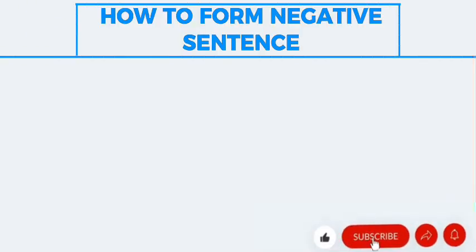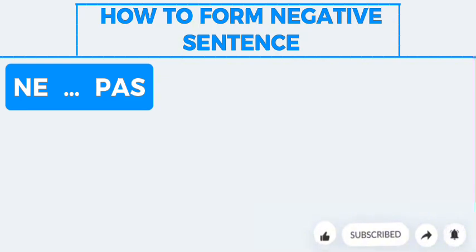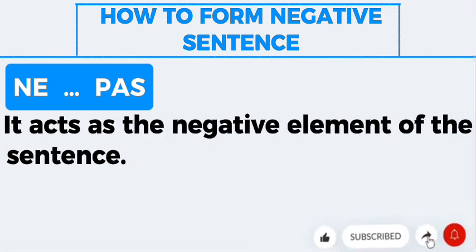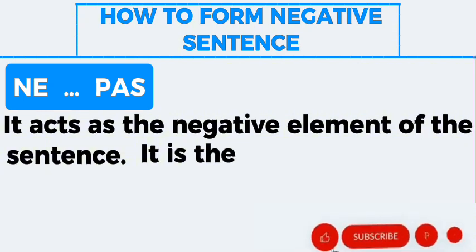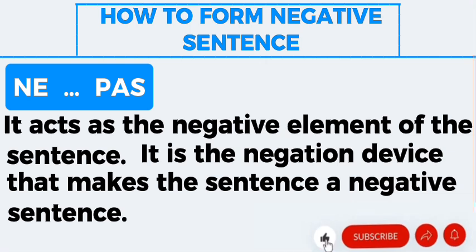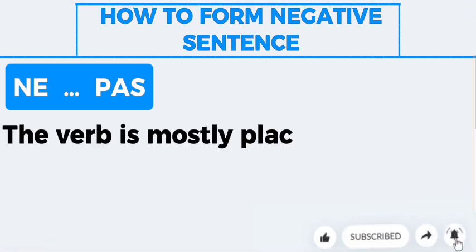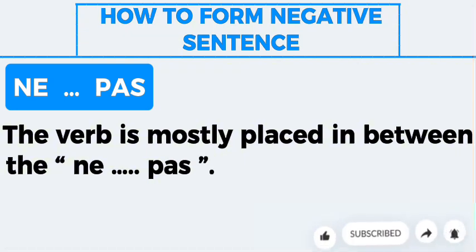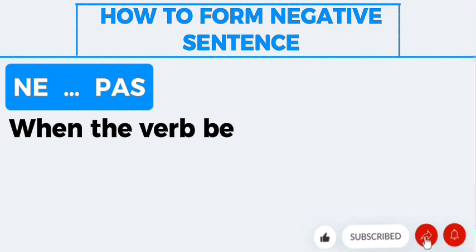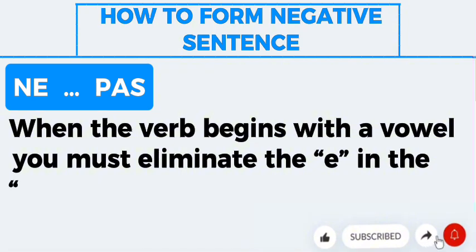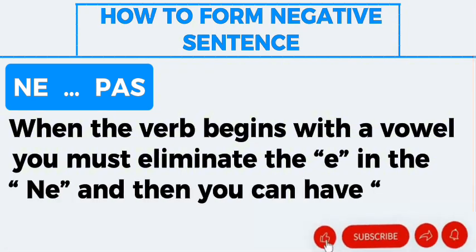Alright people, now let's discuss ne pas in the sentence. The component ne pas in the sentence acts as the negative element of the sentence. It is the negation device that makes the sentence a negative sentence. The verb is mostly placed in between ne and pas. And just as I mentioned, when the verb begins with a vowel, you must eliminate the e in the ne and make it an apostrophe.